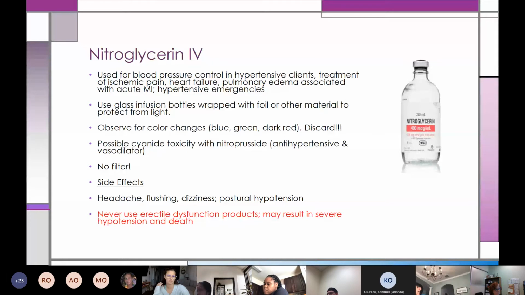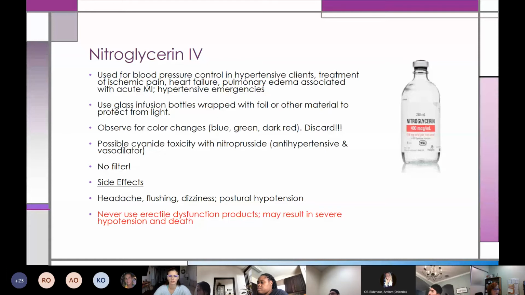Now, here's that cyanide toxicity. Remember we talked about that earlier on today. And what did we say the antidote was for cyanide toxicity? Do you remember? Methylene blue. Excellent, very good. Methylene blue, absolutely it is. All right, so when we're using what we call nitroprusside, which is a relative of nitroglycerin, we can have that cyanide toxicity. It's an antihypertensive and vasodilator. All right, so we have to be careful with that.